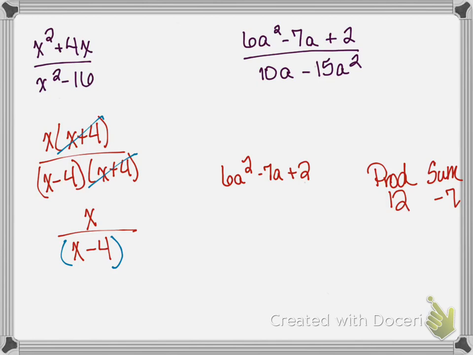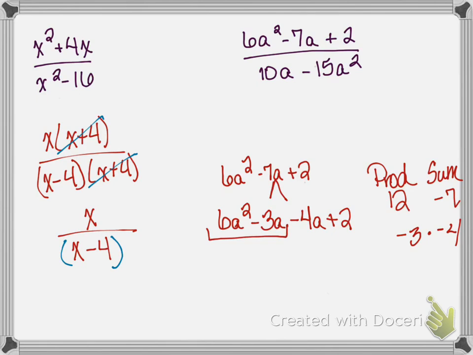I have a positive product and a negative sum. What does that tell me about the numbers? 2 negatives. Okay? So I've got 2 negative numbers multiplied together give me 12, added together give me -7. -3 and -4. So now I split that middle term. This is what our whole chapter was on last chapter. This isn't going away. So I have 6a squared minus 3a minus 4a plus 2.